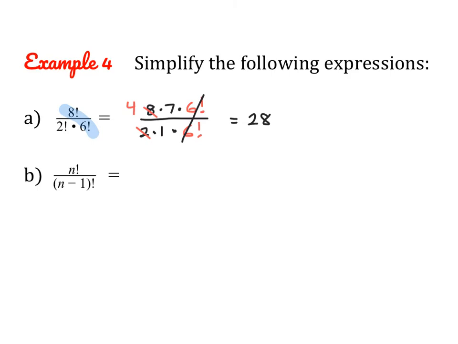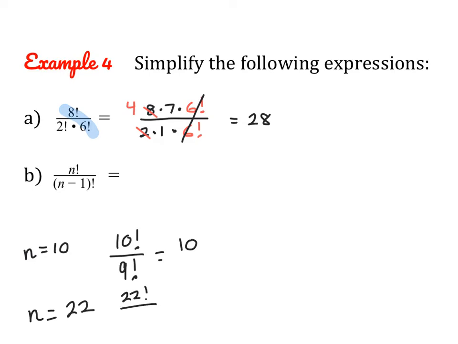Now let's look at this next one. We have n factorial over n minus 1 factorial. I think a nice way to approach this is let's think about what would happen if we used real numbers for n. Like let's say if we set n equal to 10. If n were equal to 10, our numerator would say 10 factorial, our denominator would say 9 factorial. And you can see that this number in your denominator would cancel out everything 9 down, so all we would have left is 10. Well, let's see, what if n was 22? In our numerator, we'd have 22 factorial. In our denominator, we have 21 factorial.